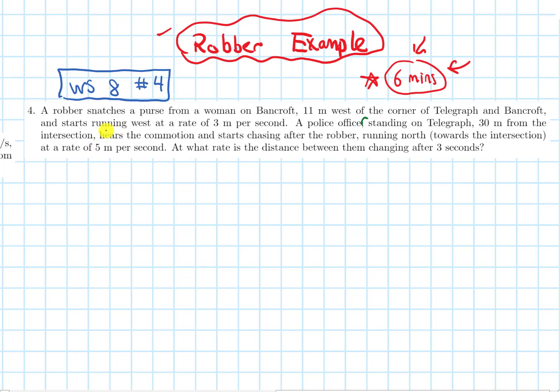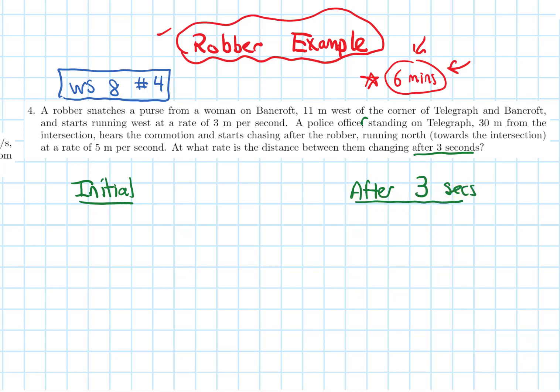Because this describes two scenarios, what was happening initially, and then the people started running, and it mentions what's happening after 3 seconds, I'm going to draw an initial picture and a picture after 3 seconds. We really don't need to know anything about Berkeley geography to answer this question, because the problem tells me everything I need to know about these two streets.